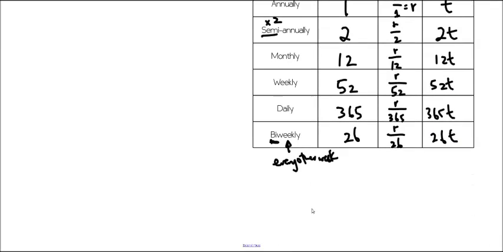But the one that we want today for Derek's grandparents is quarterly. Quarterly means it's 4 times per year, as you could probably guess. So 4 times per year, we're doing R over 4, and then we'll do 4t, okay?